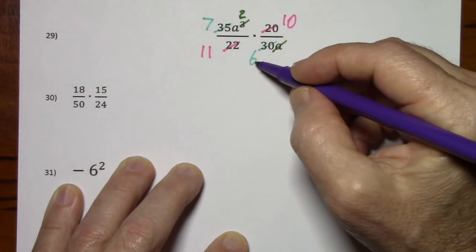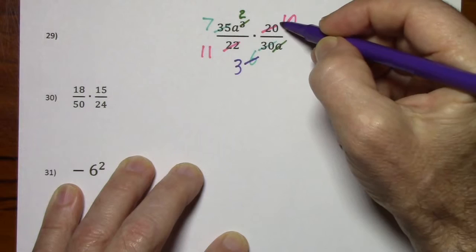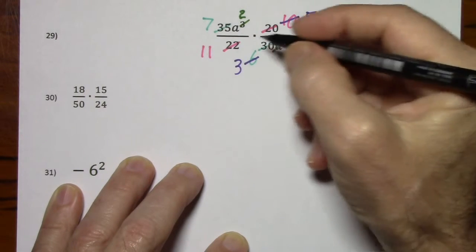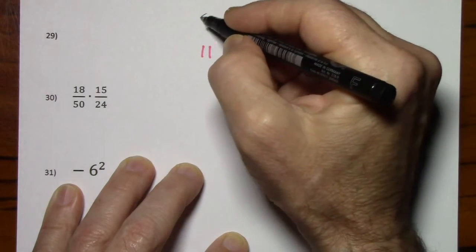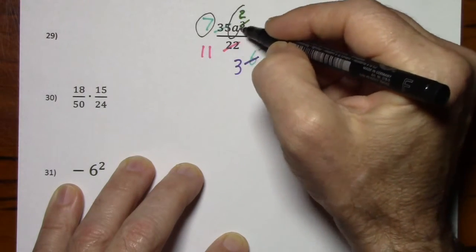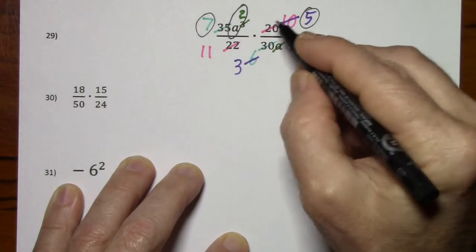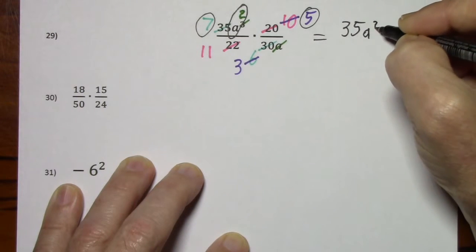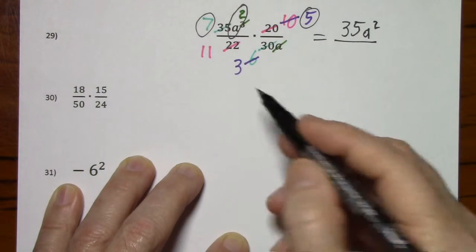So let's see, I'll divide by 2, leaves me with a 3. Divide by 2 leaves me with a 5. And we'll multiply straight across. So what's left standing? We have 7a to the second times 5. So that's 35a to the second. And in the denominator, simply 11 times 3.